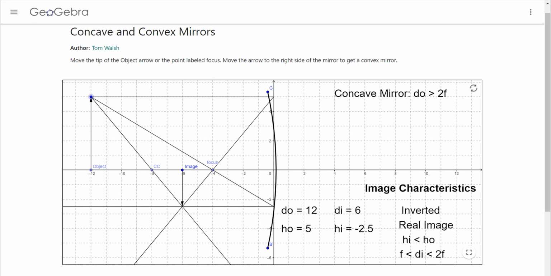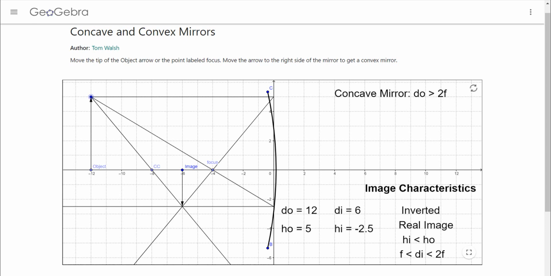In this case, currently my object is 12 away from my vertex. So far, the curvature here, I'm looking at a concave mirror. A concave mirror should be a converging mirror. It should be bringing light rays together, which I'm seeing. Remember, we don't have to draw all the light rays. We actually only need to draw 2 of them.